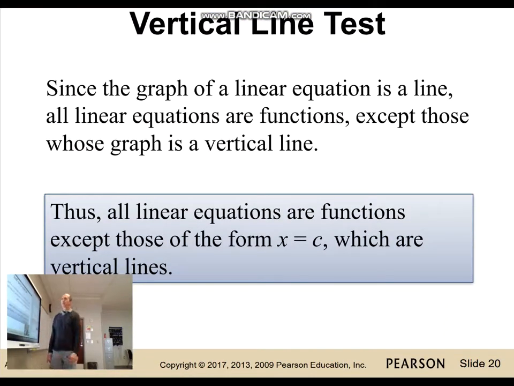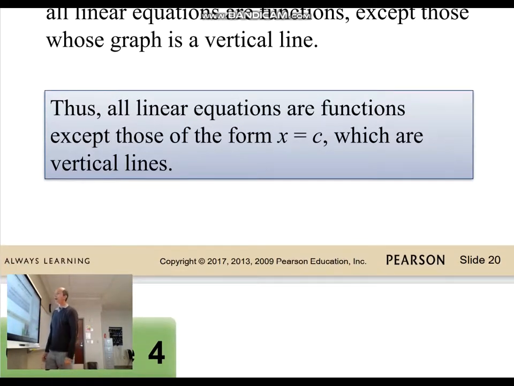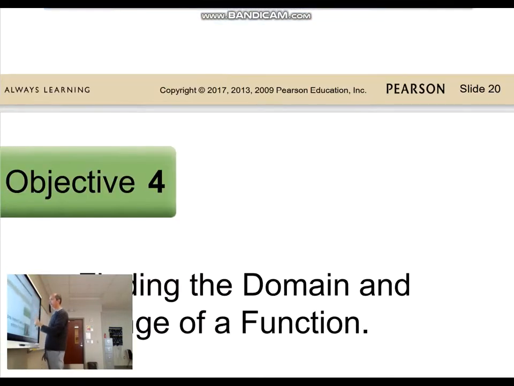Since the graph of a linear equation is a line, all linear equations are functions. The exception is the ones whose graphs are vertical lines. If you have a vertical line, of course, it is not a function, and this is the only exception. All linear equations are functions except those of the form x equals c, which have a vertical line as their graph.